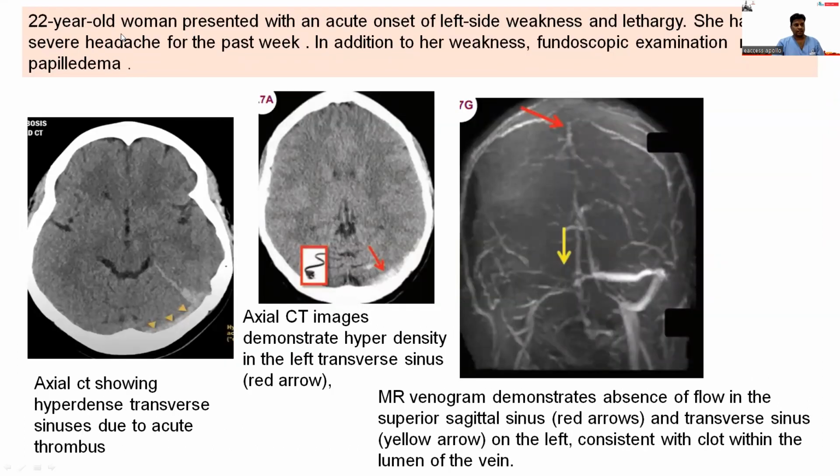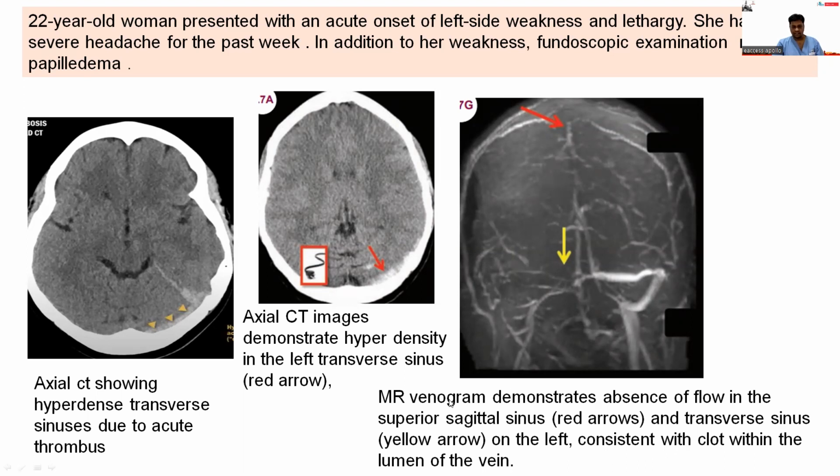And this is a 22-year-old woman presented with acute onset of left-sided weakness and lethargy. Fundoscopy was done, which showed papilledema, and also she has a severe headache. So NCCT was done, which shows hyperdense transverse sinuses due to acute thrombus of the sinuses. And these also have a cord sign in the high up levels of the brain imaging.